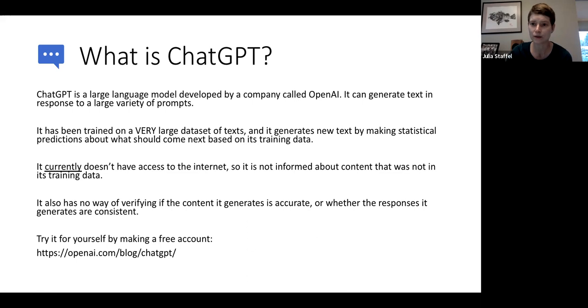Because it's a large language model relying on making statistical predictions based on its training data, it actually has no idea if the content it generates is accurate, or whether the content it generates over multiple responses is consistent. But at the same time, since the training data is often pretty good, a lot of the content it generates is also pretty good.